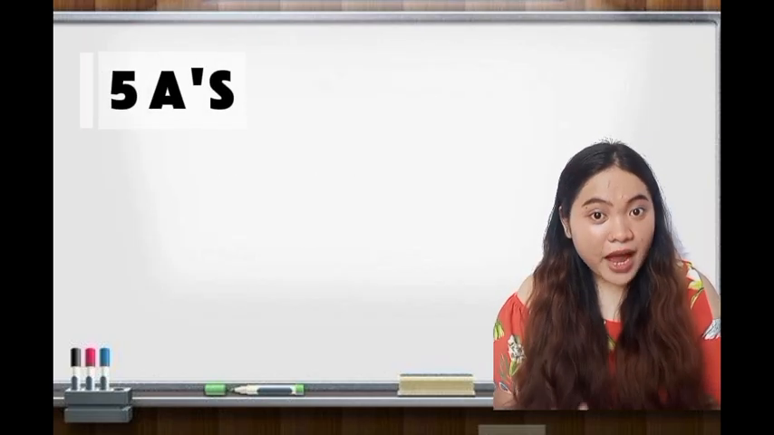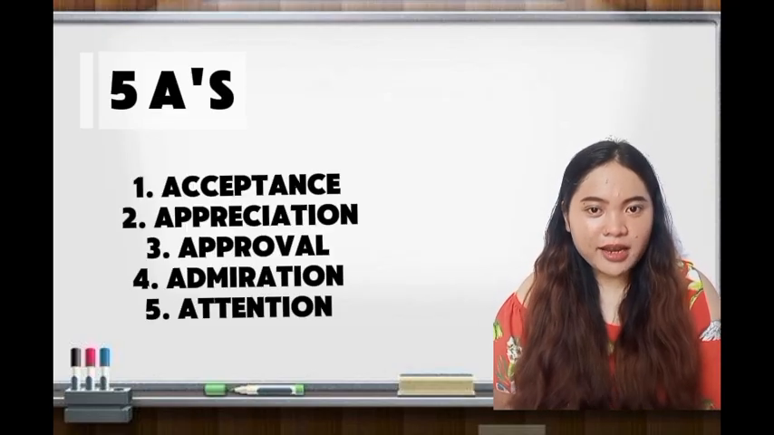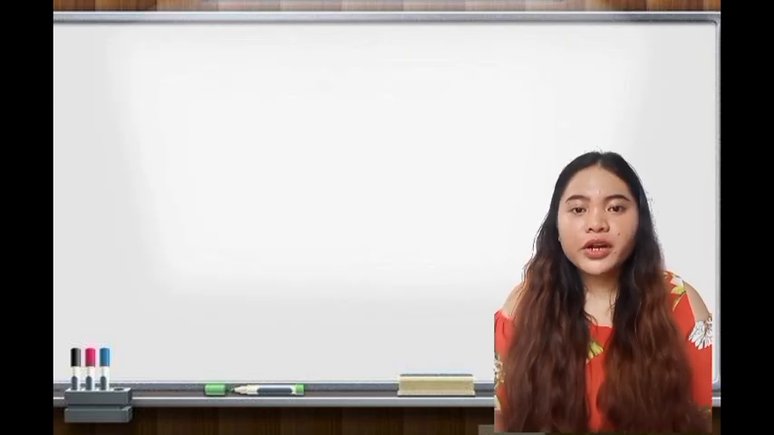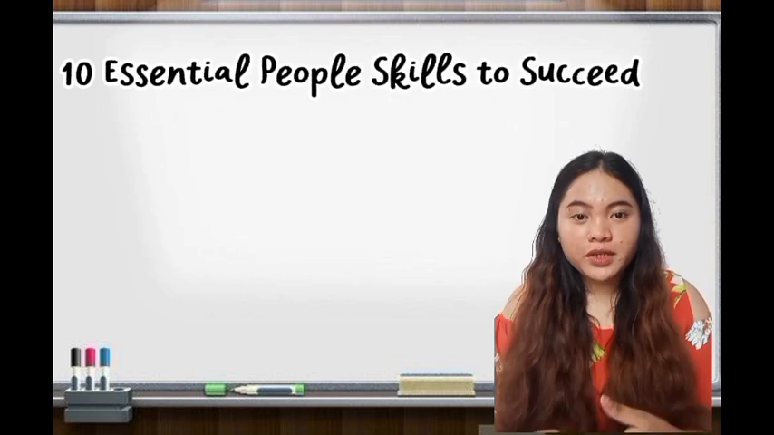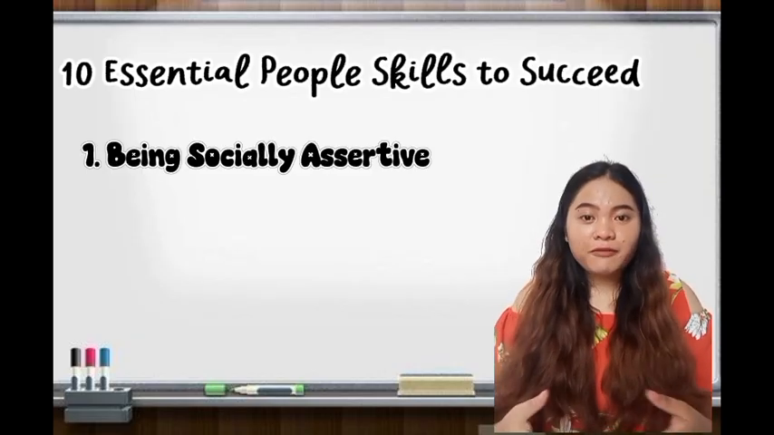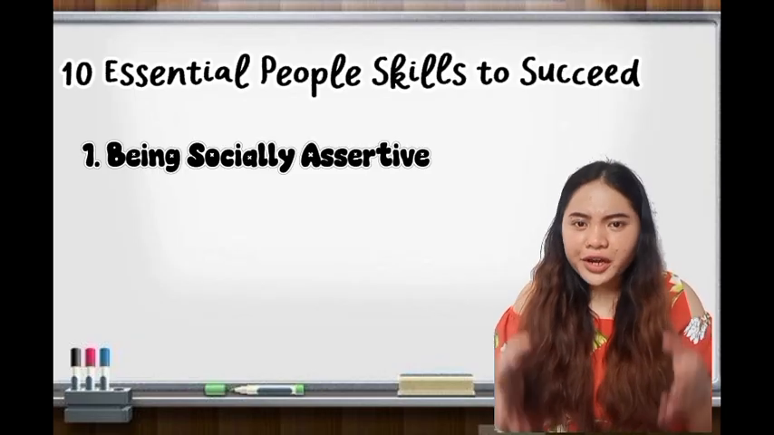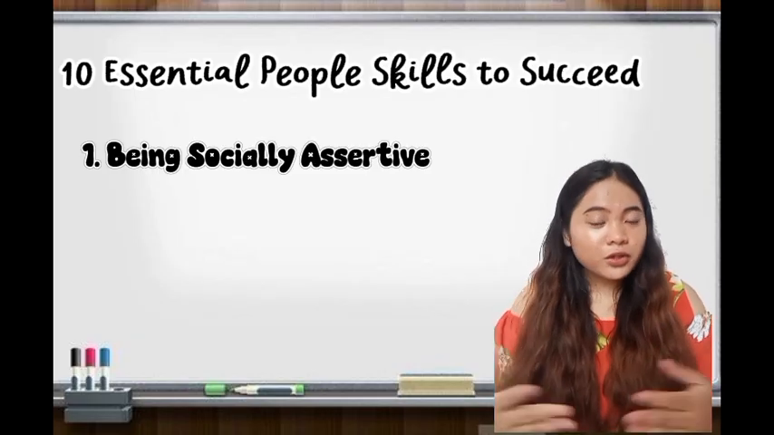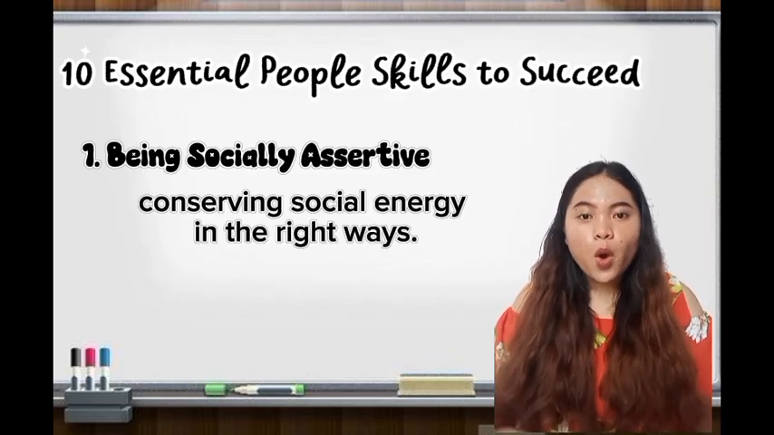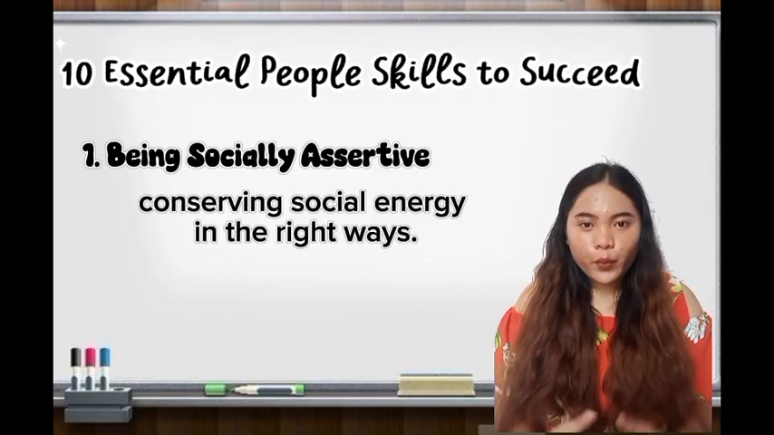In general, there are 5 A's to improve people's skills, namely acceptance, appreciation, approval, admiration, and attention. There are 10 essential people skills to succeed in life. First is social assertiveness. Let me ask you, do you stand up for yourself in social situations? Do you feel confident interacting with others? Are you assertive with your social needs? Social assertiveness is essential for conserving social energy. If you are socially assertive, you're able to save and spend your social energy in the right ways.